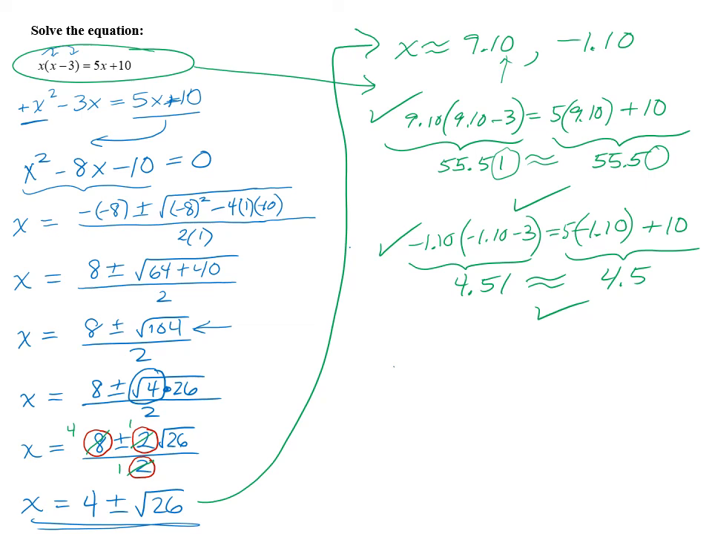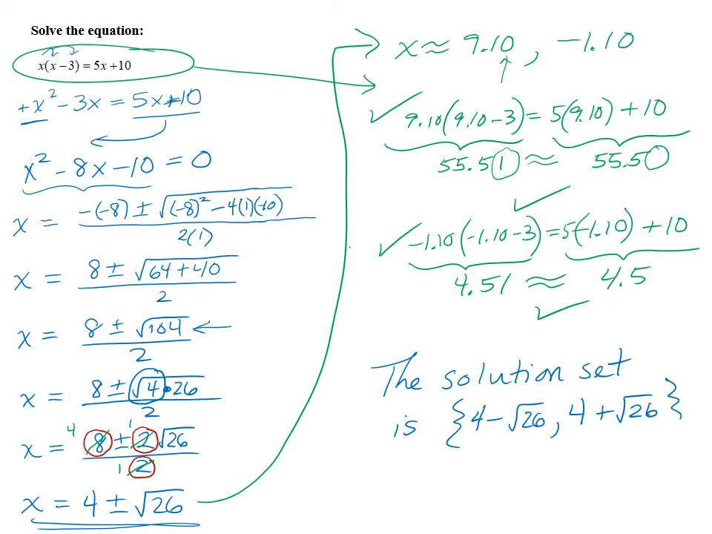So what we have here are two solutions that check, and those would be the solutions to our equation. So the solution set is, and use a brace, and I'm going to write them out separately, starting with 4 minus the square root of 26, because it is tradition to write the smallest number first, and then 4 plus the square root of 26. And there's our solution set.